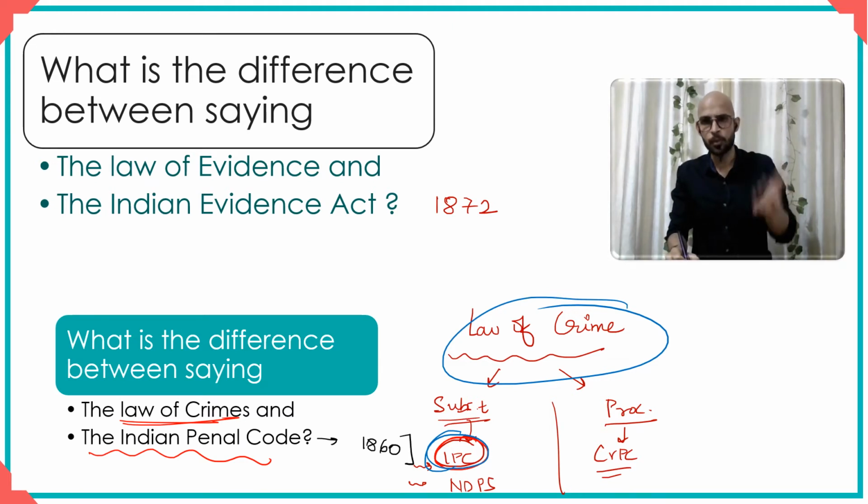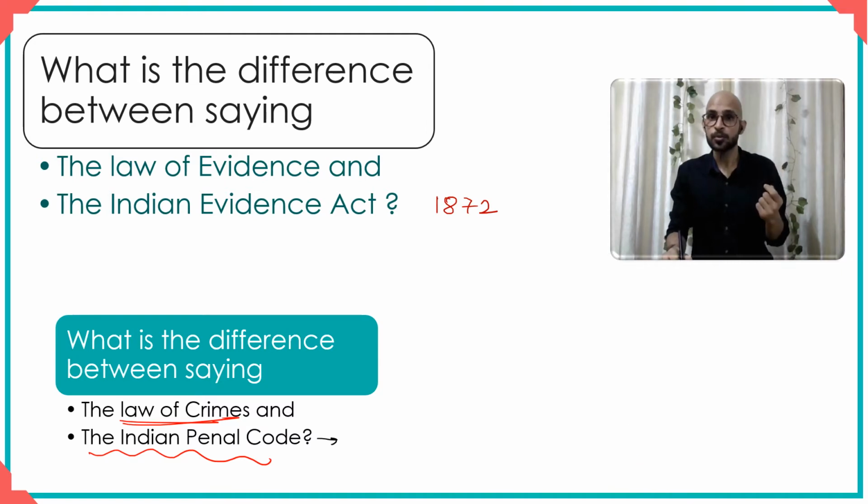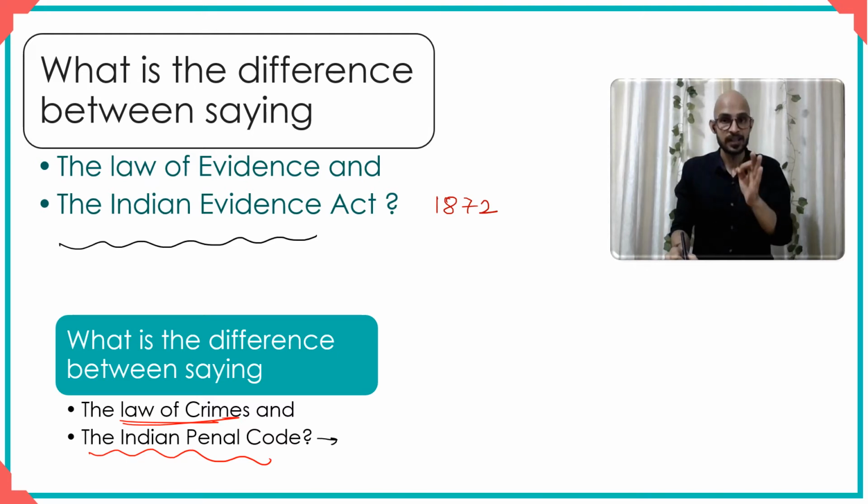Of course, it's a very important statute, perhaps the most important statute relating to the law of crimes in India, and that's why sometimes people might use that interchangeably. But that doesn't change the fact that the Indian Penal Code refers to just one statute, whereas the law of crimes is a much larger term because you can find the law of crime even beyond the IPC. Having given you this hint, I think you perhaps would know as to what the difference between law of evidence and Indian Evidence Act is. Let's take this discussion a little further ahead.